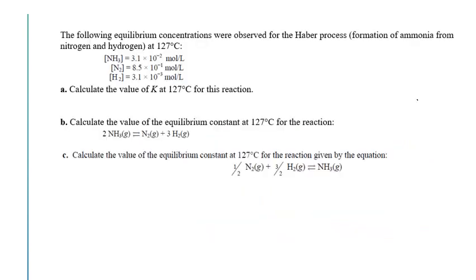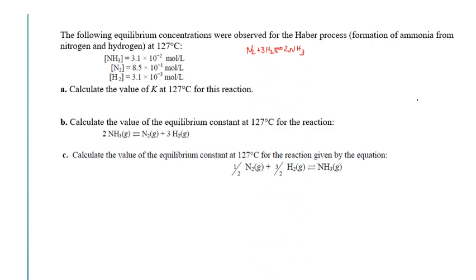And now let us see another example. The following equilibrium concentrations were observed for the Haber process, formation of ammonia from nitrogen and hydrogen at 127 degrees Celsius, and we have the concentrations of the reactants and the product. So first we have to write the balanced chemical equation.